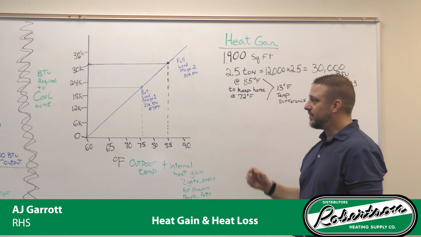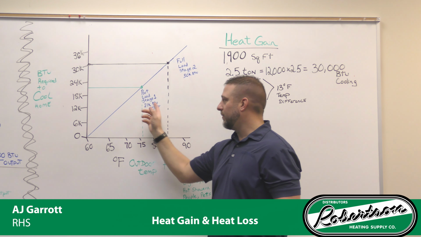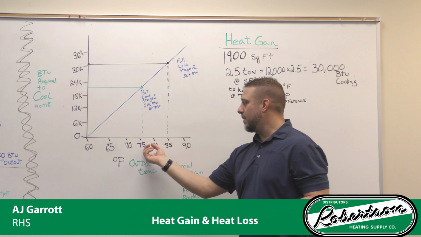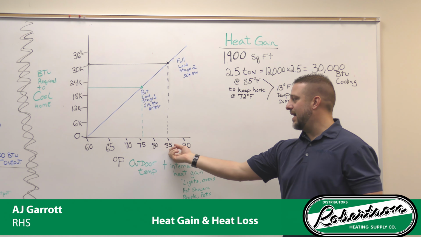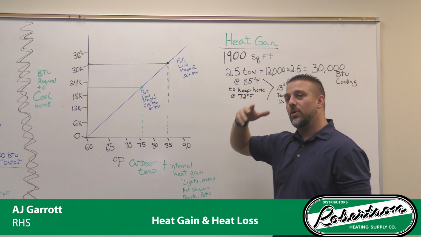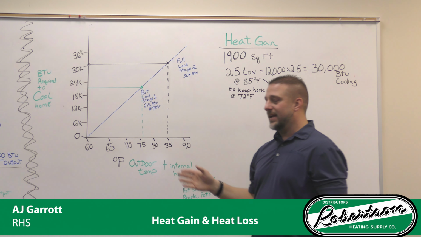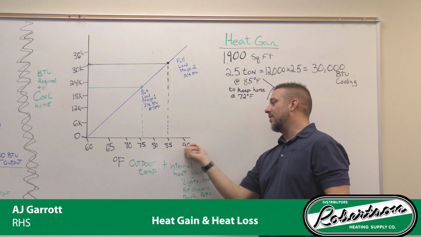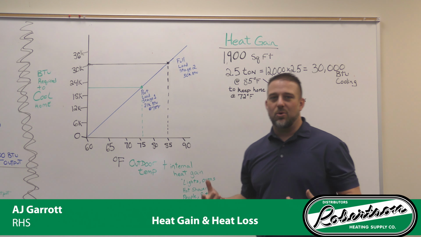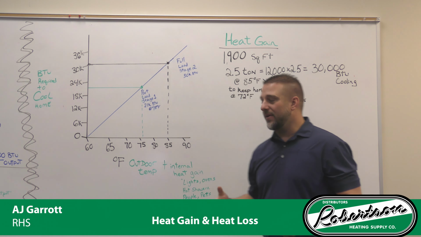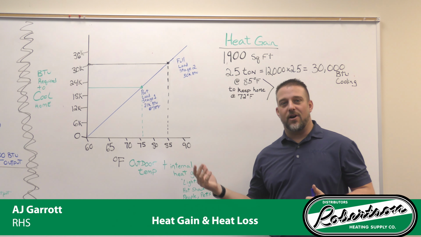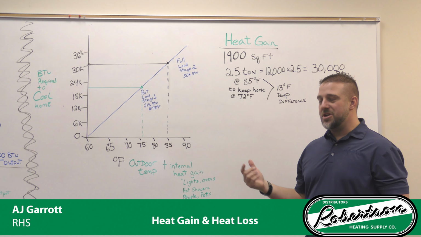Now, anything in this box right here, we are going to cool with first stage. When we get from about 77 to 85 outside, we are going to cool that house using full load, which is stage 2, 30,000 BTUs. And again, like we talked earlier, anything that gets hotter than that outside, we're still going to cool the house down. We just may not cool it down to 72 anymore when it gets above 85. This is a good starting point on design and application.